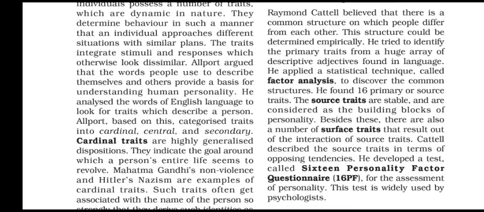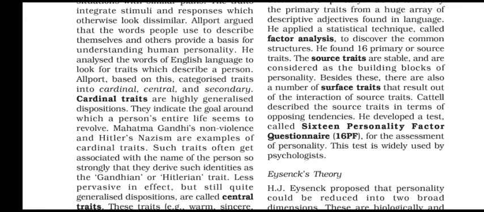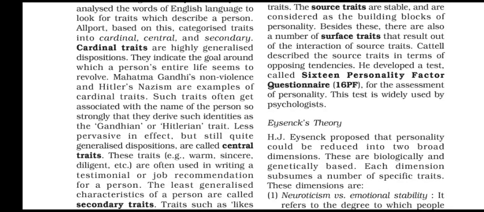Allport argued that the words people use to describe themselves and others provide a basis for understanding human personality. He analyzed the words of the English language to look for the traits which describe a person. Allport, based on this, characterized traits into cardinal, central, and secondary. Cardinal traits are highly generalized dispositions. They indicate the goal around which a person's entire life seems to revolve. Mahatma Gandhi's non-violence and Hitler's Nazism are examples of cardinal traits.